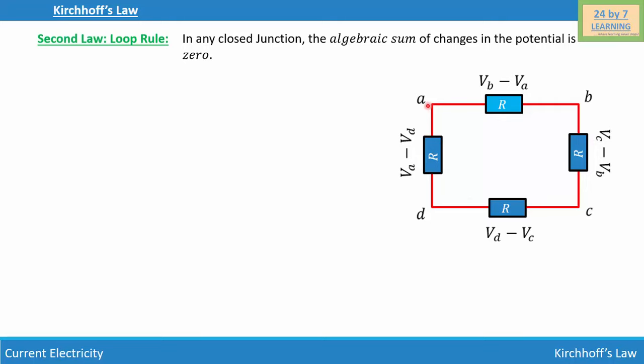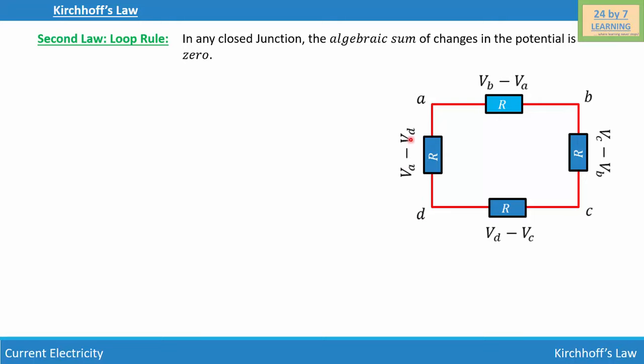Then the potential difference between point A and point B will be VB minus VA. The potential difference across points B and C will be VC minus VB, and the potential difference between C and D is VD minus VC, and in the same way the potential difference between D and A is VA minus VD.